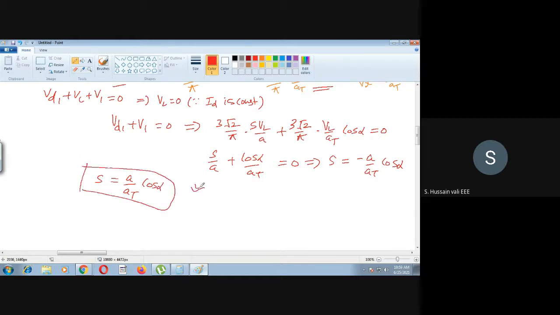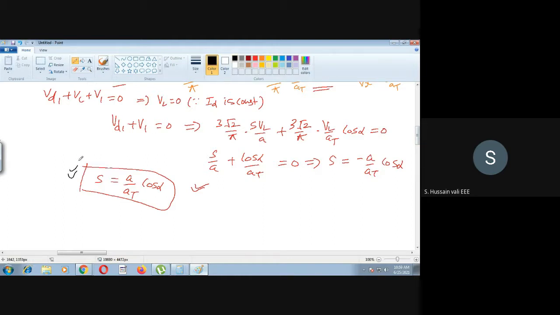So this is the relationship we will get here. What is S here? S is the slip. What is alpha? Alpha is the firing angle to the inverter bridge. Whereas A is the turns ratio between stator and rotor of the induction motor. AT is the turns ratio of the transformer. Okay, this we got here. Once we got this, now we will use this equation somewhere else.